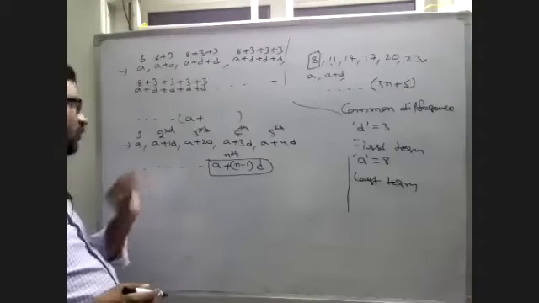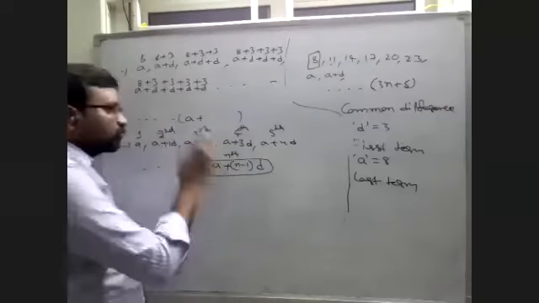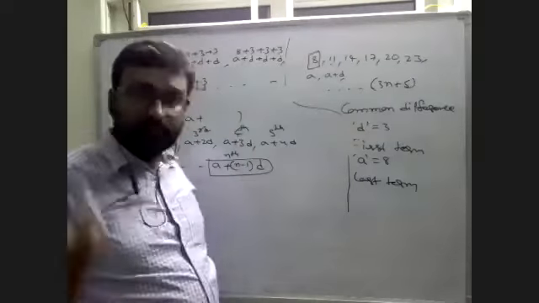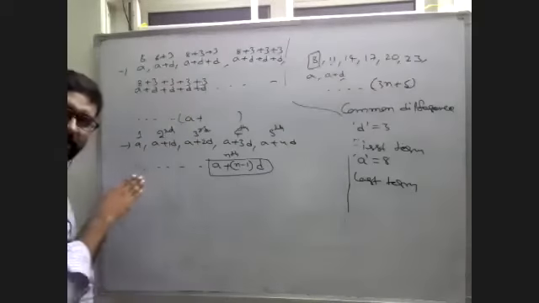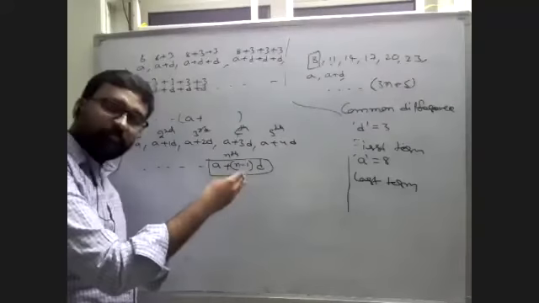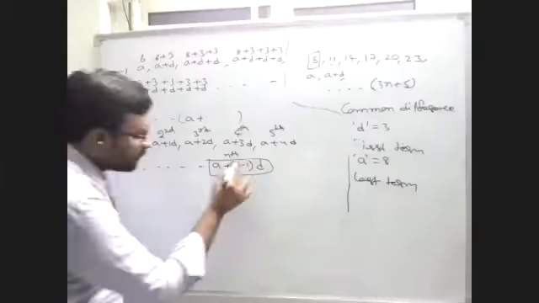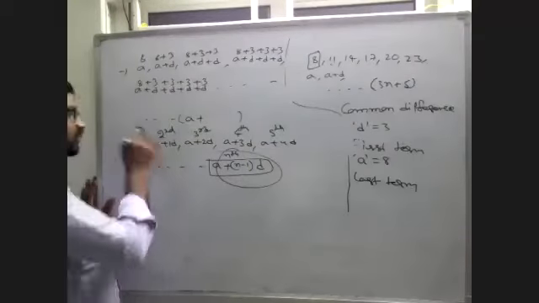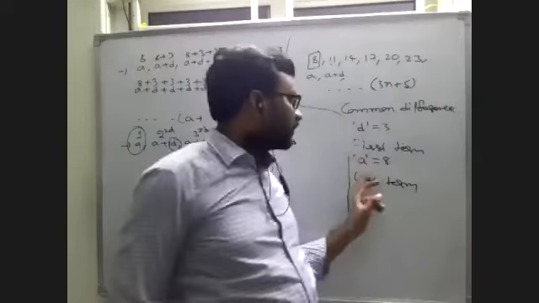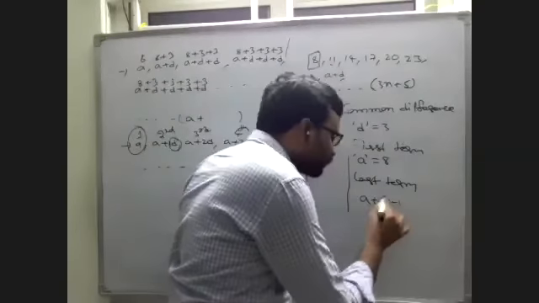First term, 0D. Second term, one time common difference. Third term, two times common difference. Fourth term, three times. Fifth term, four times. Seventh term, six times. For the nth term, n minus 1 times the common difference is added. So here, D is the common difference, A is the first term, and the nth term is A plus n minus 1 D.